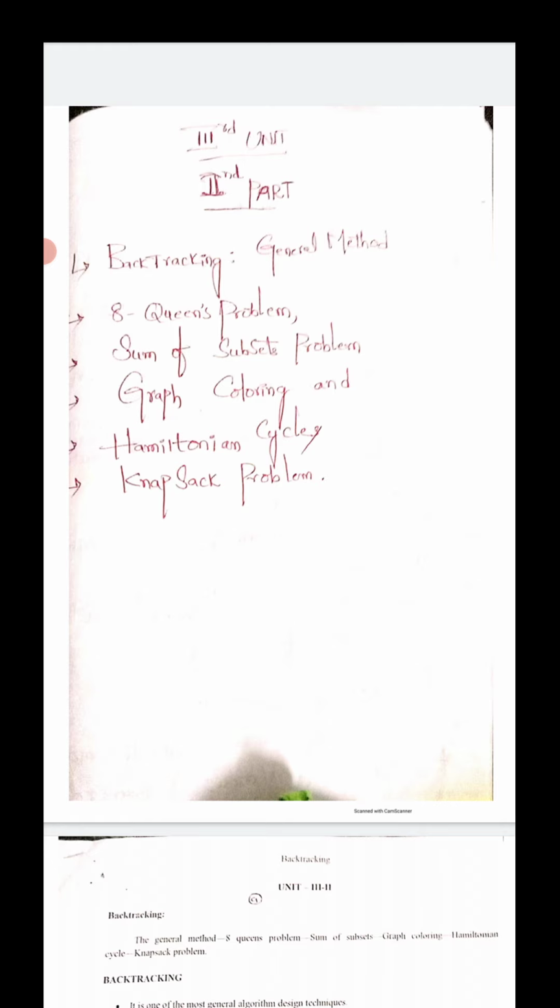Today we are discussing the third unit, second part, that is the backtracking general method. What is exactly backtracking? Backtracking is one of the most general algorithm design techniques.